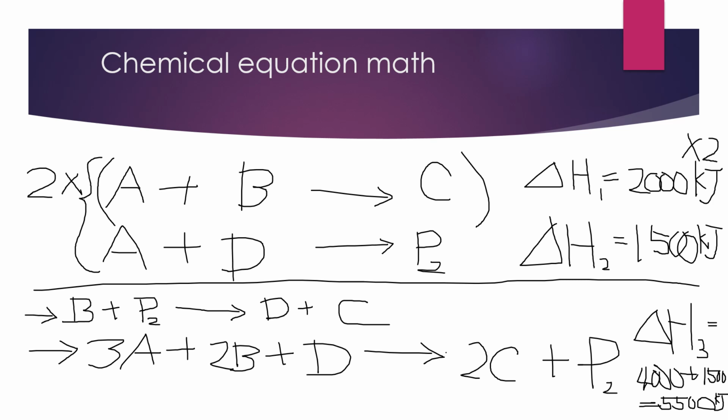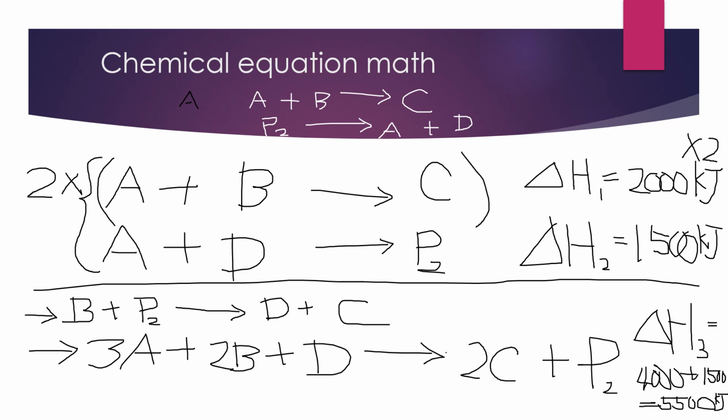So we have, let's say, A plus B give us C, right? Let me write it in something slightly easier to read. Okay, so we have A plus B to give us C. And we have to reverse the second reaction to turn it into something like product 2, A plus E.